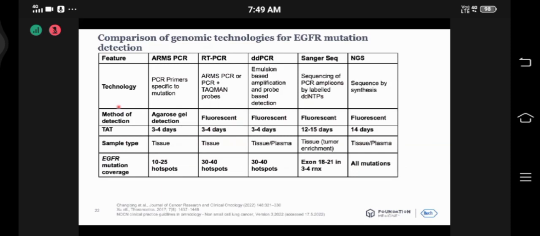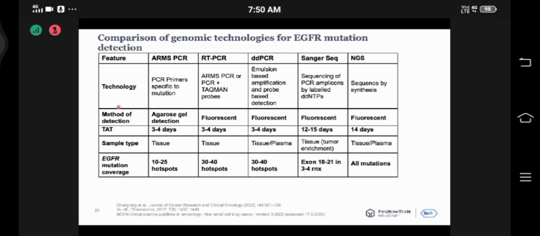So this is a good slide again about comparison of different genomic technologies. This again might be an important question in the theory papers. So the ARMS PCR, the RT-PCR, ddPCR, Sanger sequencing, and NGS. I'll briefly summarize this so that all of us know what we are doing.